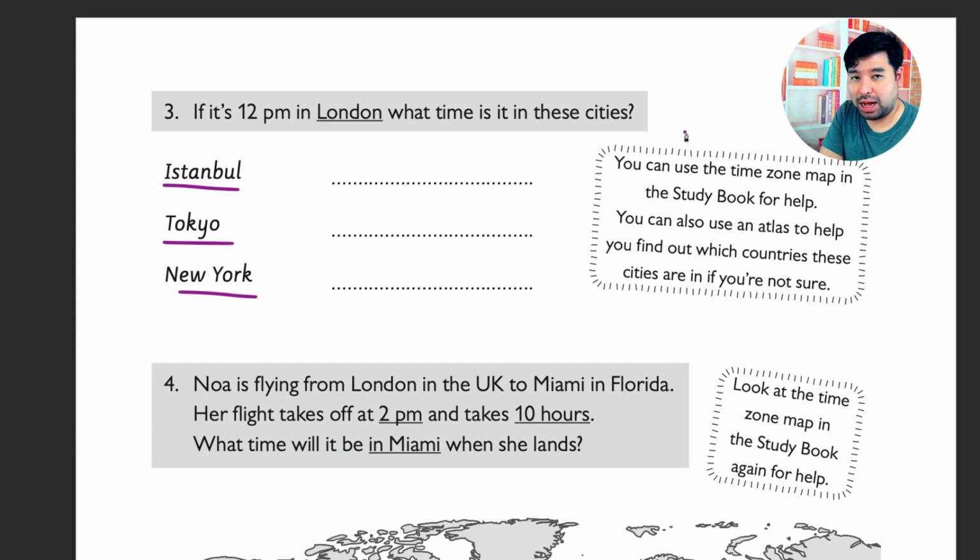So, teacher, how will I know that? How am I gonna know? Again, if it's 12 p.m. in London, follow the hint. Here there is a range. How are we gonna do that? You can use the time zone map in the study book for help. You can also use an atlas to help you find out which countries these cities are in if you are not sure.